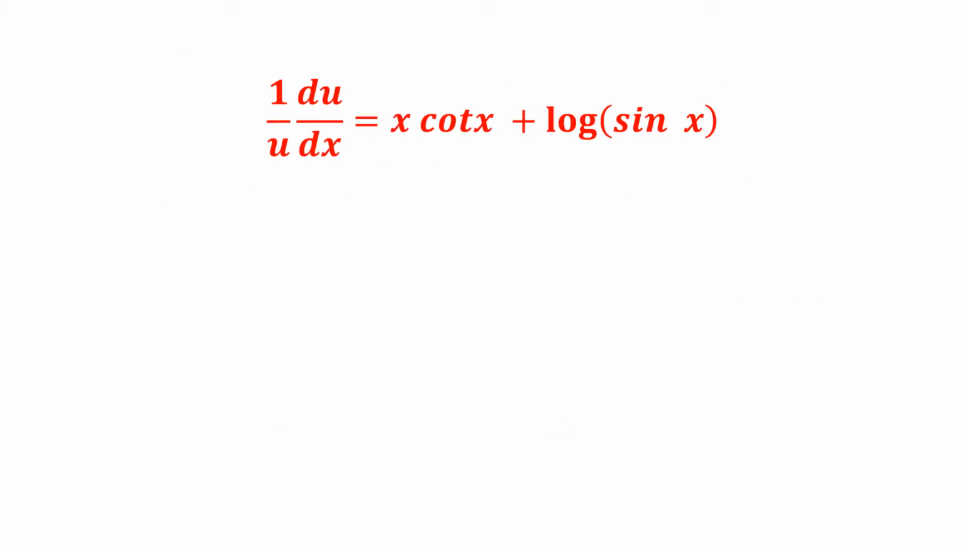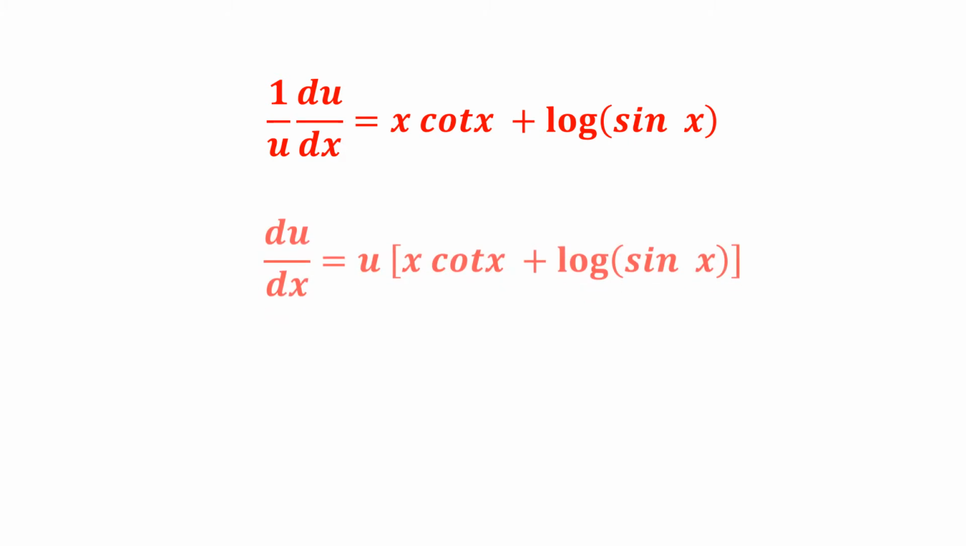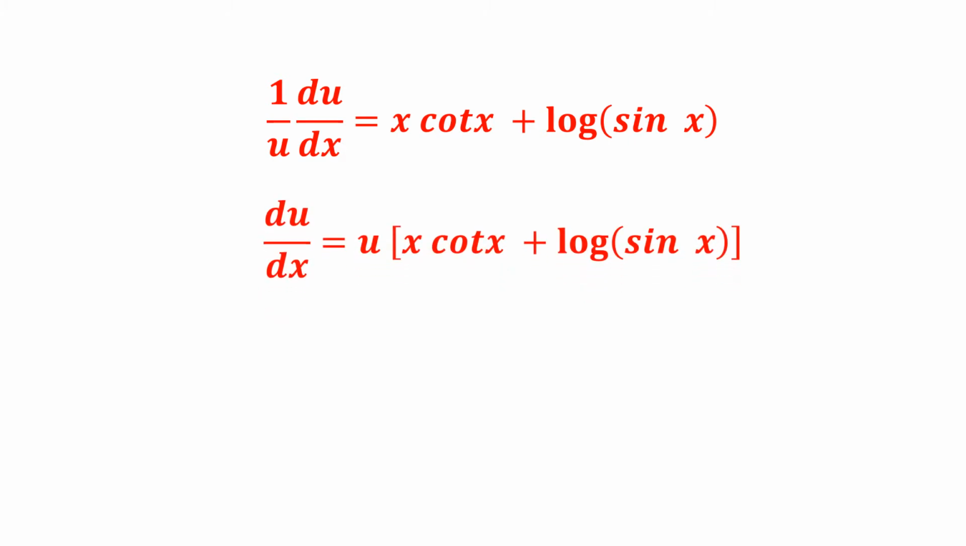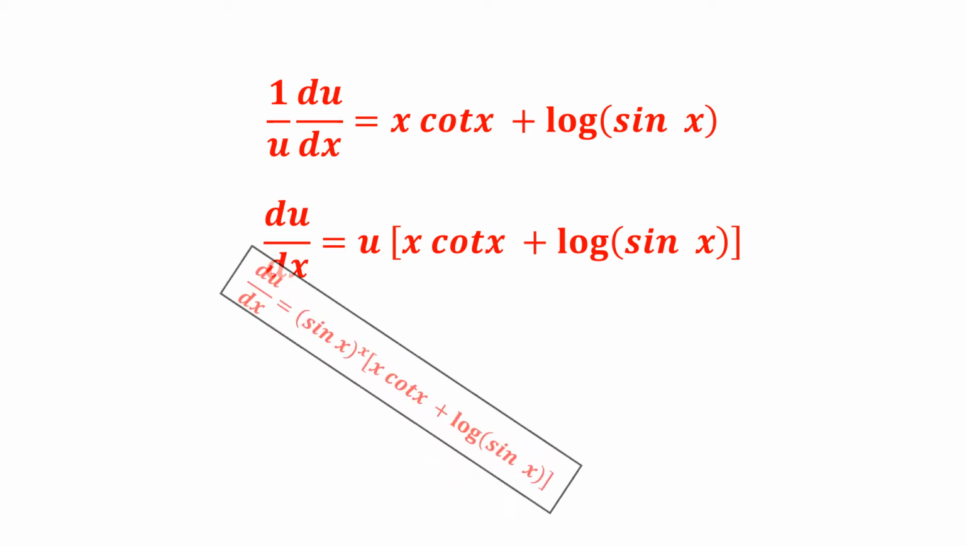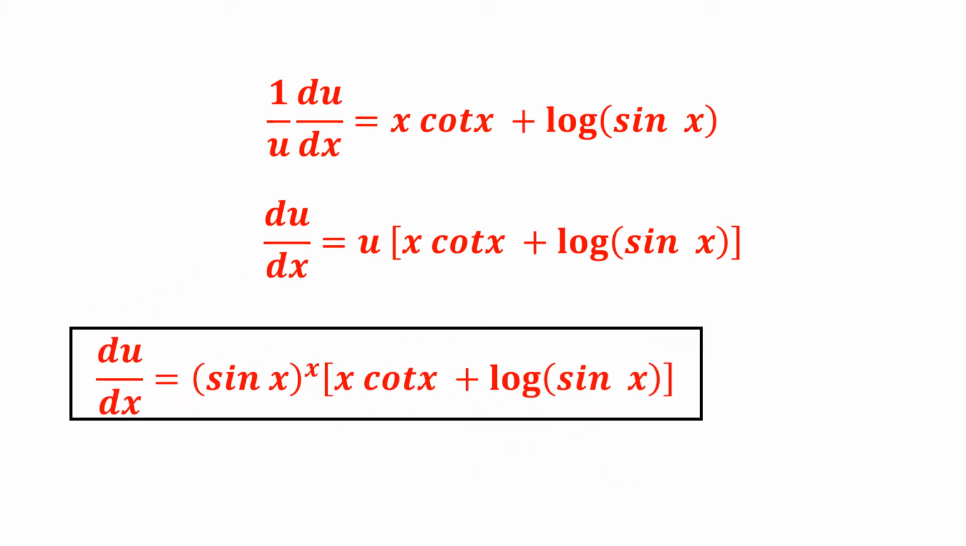So 1 by u into du by dx is equal to x cot x plus log sin x. We can push that u to the right hand side, u into x cot x plus log sin x. So du by dx is (sin x) whole power x into x cot x plus log sin x. This is the differentiation of the first function u. Let us call it equation number 2.